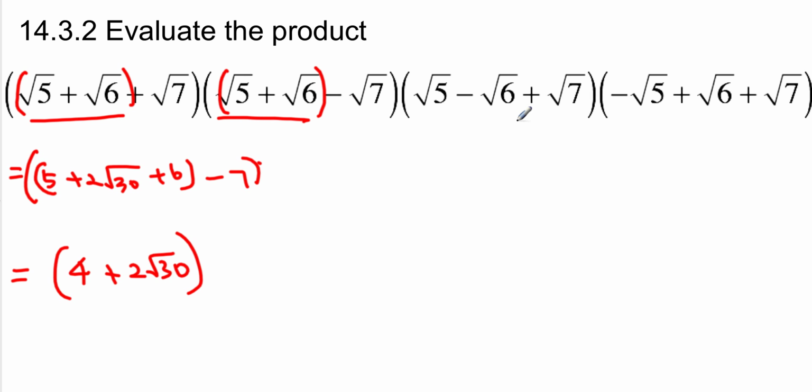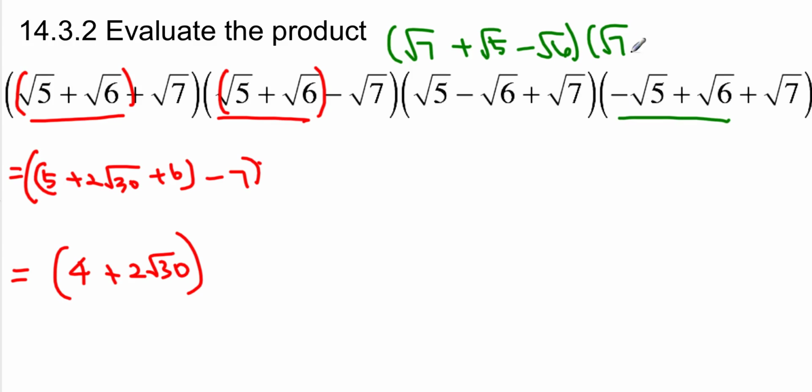How about the second one? Notice that radical 7 is the same, but these have different signs. So if I were to rewrite it, did you see that I can rewrite this one as radical 7 plus radical 5 minus radical 6. The reason I have done that is so that I have the negative sign in the middle, and this one is radical 7. Now, if I factor the negative sign out between these two expressions, I'll get negative radical 5, and then, in order to get a plus sign, minus radical 6. That's what I'll be getting.